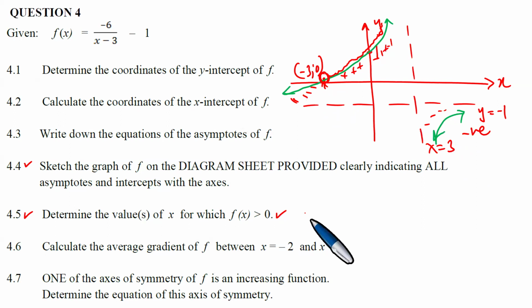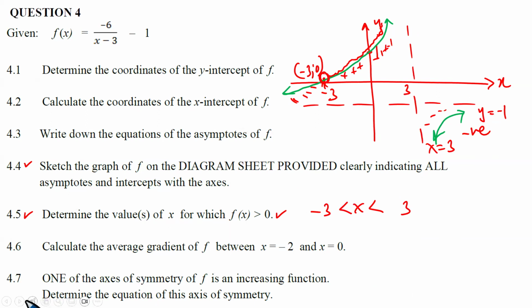So the function is clearly positive where? It's clearly positive from -3 to 3. So x lies between -3 and 3. When is the function positive? It is positive when you're at -3 up to 3 here. That is when it is positive. It is negative on the other parts there. Okay, so let us look at the next question.